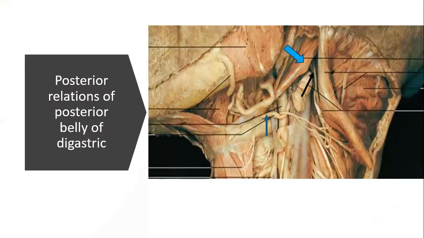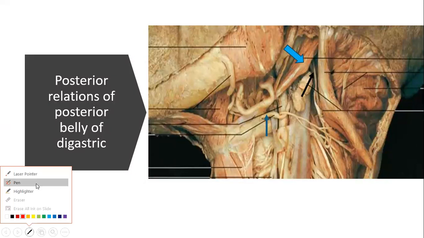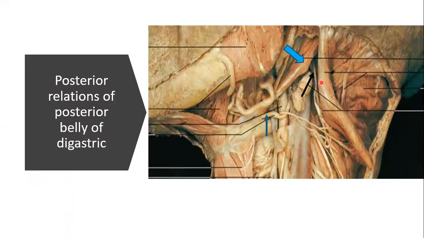What's that? That nerve there, you can see it is moving to this muscle, and that muscle there is none other than your sternocleidomastoid muscle, which has been cut and deflected. So which nerve is that? That must be a spinal accessory nerve. Okay, that must be a spinal accessory nerve there. So that is also another posterior relation.